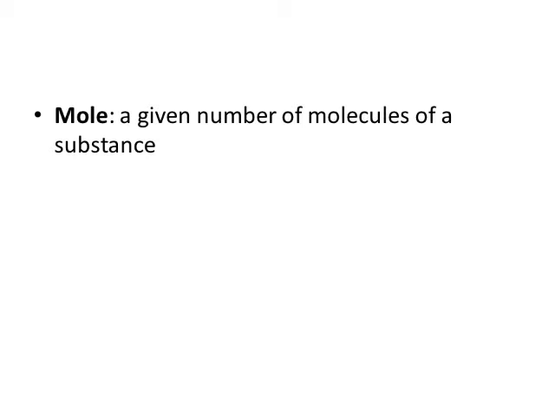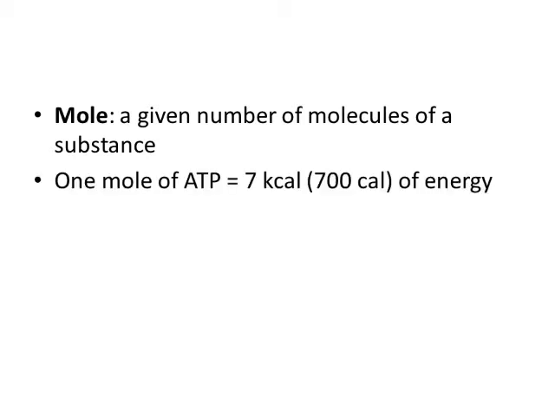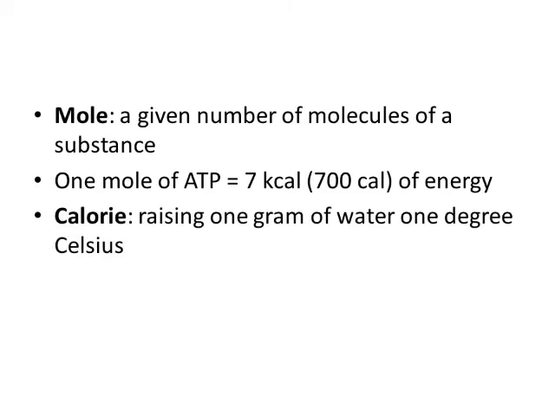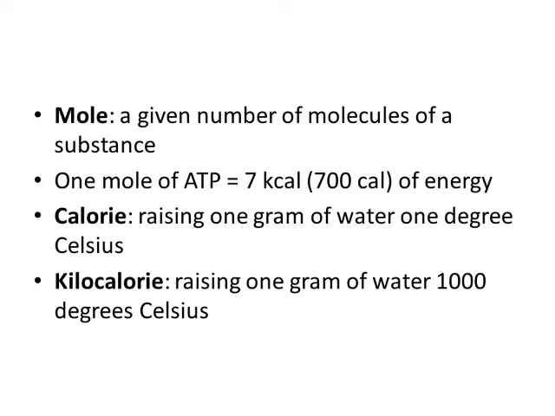So the first thing that you need to know is the term mole. The definition of a mole is a term referring to a given number of molecules of a substance. One key thing is that 1 mole of ATP equals 7 kilocalories, or oops, that says 700. It should be 7,000 calories, not 700. So 7,000 calories of energy. The definition of a calorie is raising 1 gram of water 1 degree Celsius, while a kilocalorie is raising 1 gram of water 1,000 degrees Celsius. Okay.